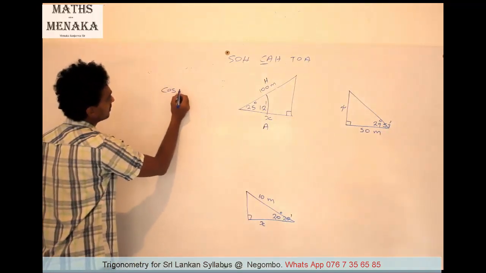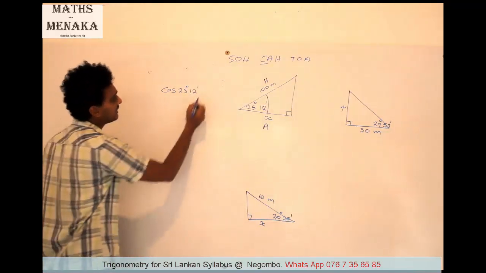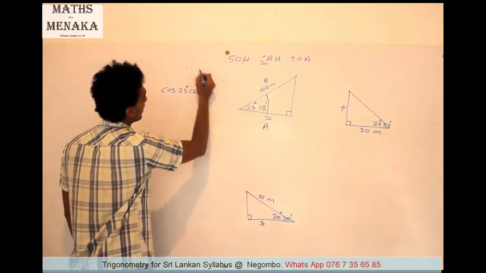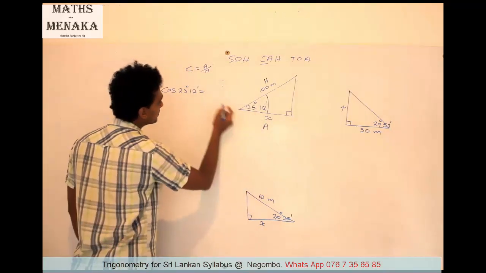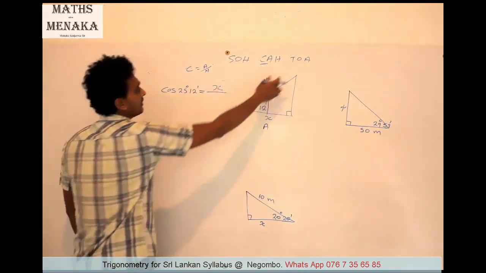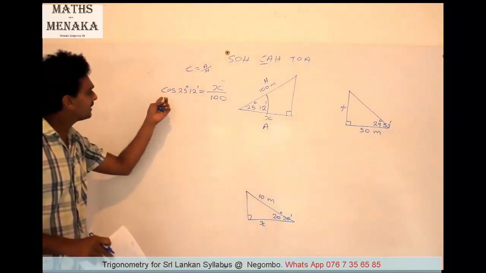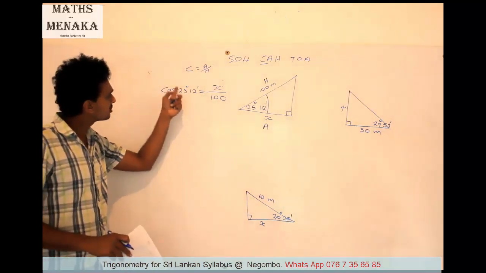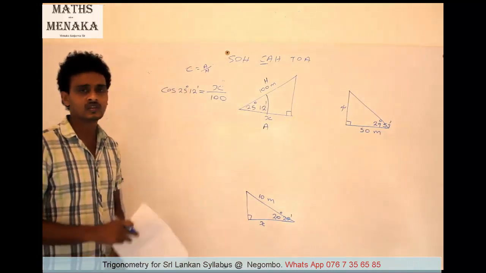So write the cos value. Cos 25 degrees 12 minutes is equal to adjacent over hypotenuse. What's the length of the adjacent? You have to find it. Take it as x. Then the hypotenuse is 100. Now get the cos of 25 degrees 12 minutes.